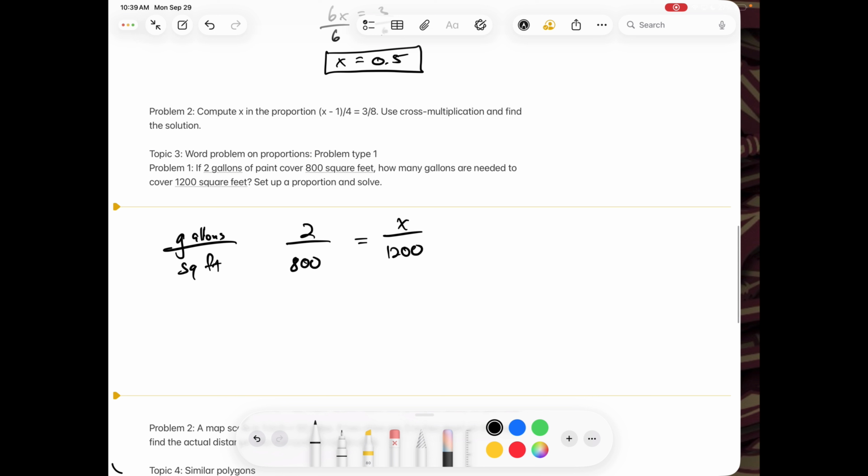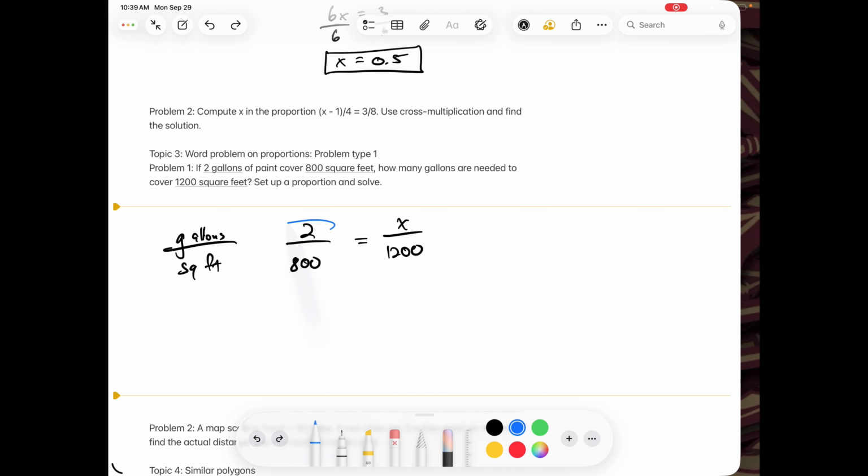Now what happens here is there should always be a connection. These are my gallons, because gallons are on top, and these are my square feet, on the bottom. So there should be a connection this way, left and right, but there should also be a connection this way. And that's how you know you did it right. I know that 2 gallons covers 800. I don't know how many gallons are needed to cover 1,200.